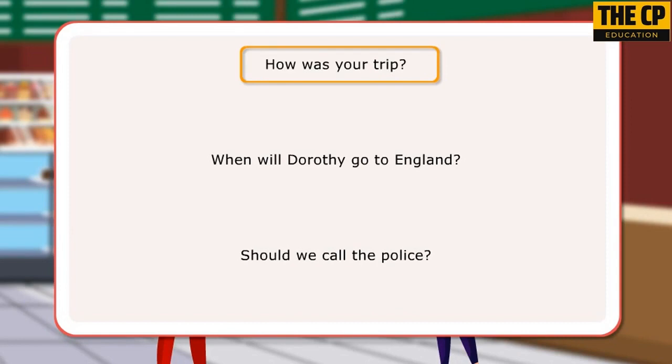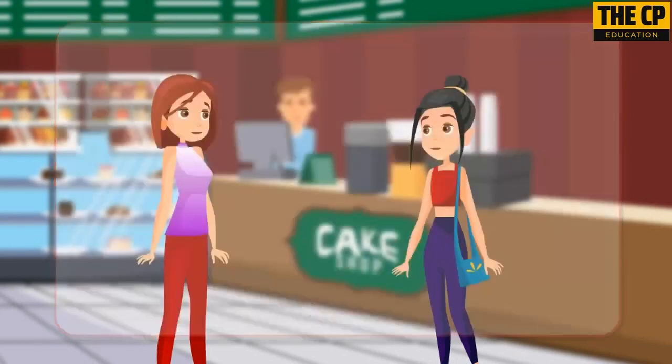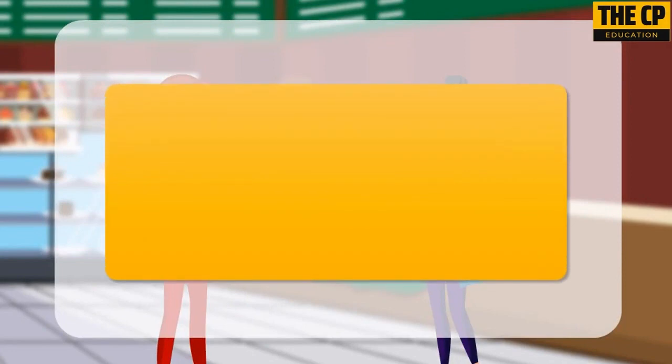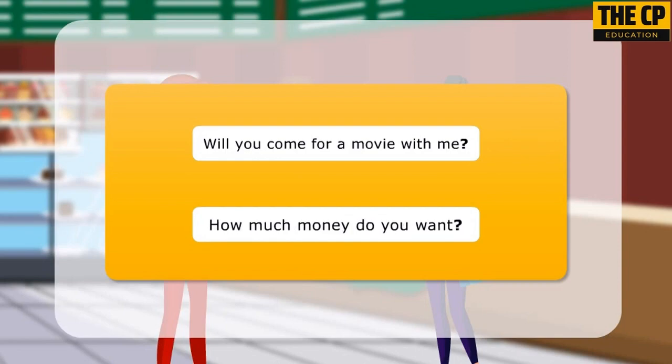The first sentence asks a question and so ends in a question mark. The next sentence is also interrogative and has a question mark at the end. The last sentence too puts up an inquiry and ends with a question mark. Here are a few more examples of sentences with question marks. Will you come for a movie with me? How much money do you want?